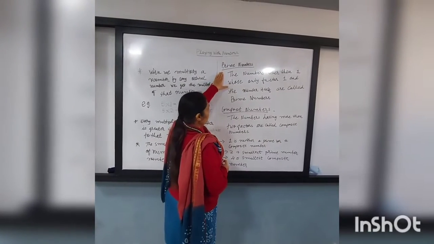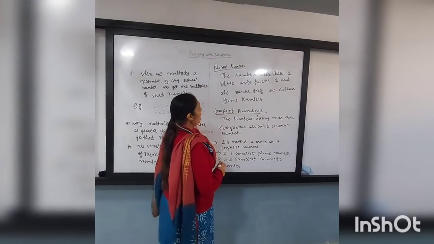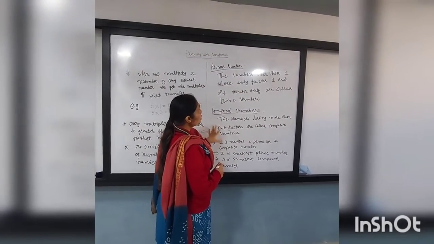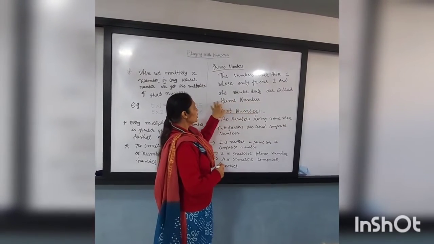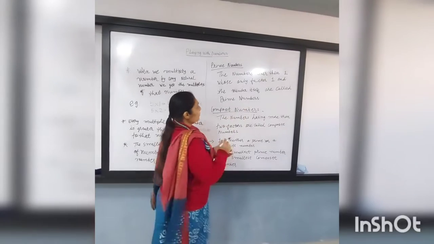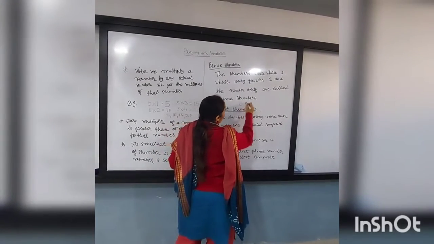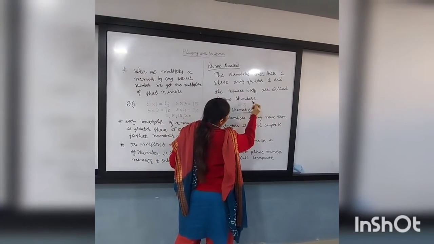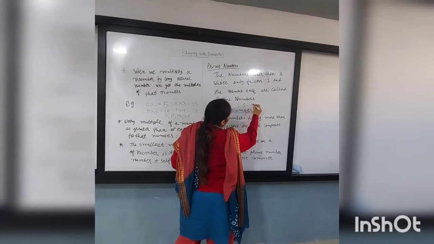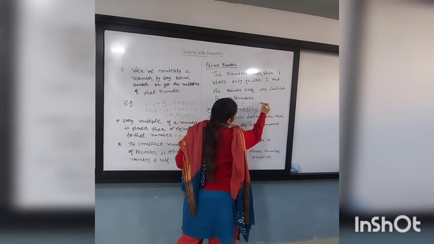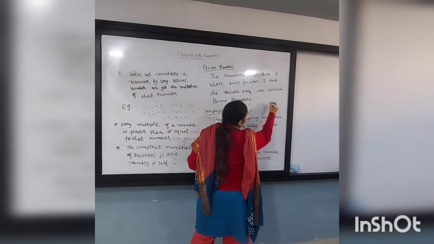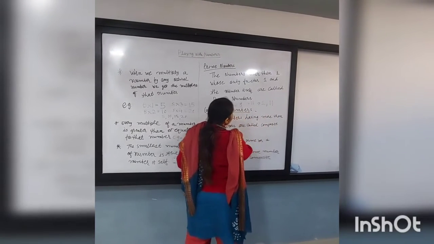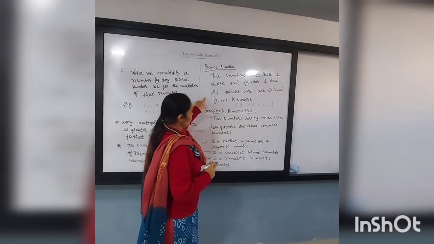Now, a different concept: prime numbers. A number that has only 1 and the number itself as factors is called a prime number. For example, suppose we take 11. 11 has only 2 factors, 1 and 11. This is called a prime number.